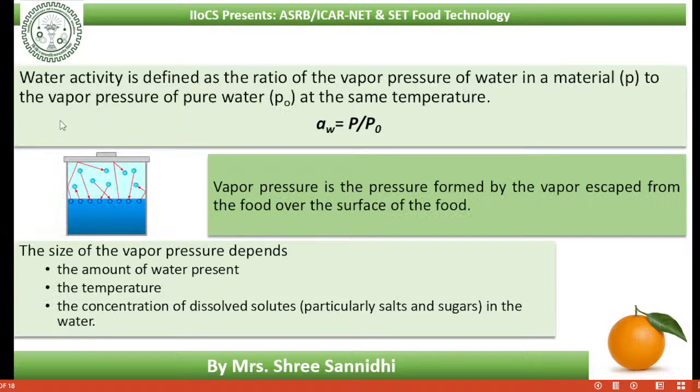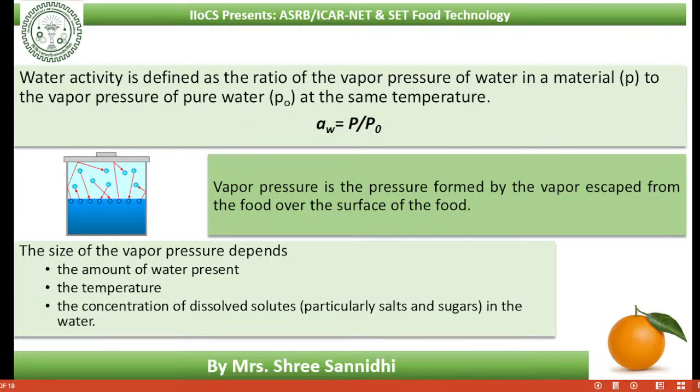Let us see the definition of water activity. Water activity is defined as the ratio of the vapor pressure of water in a material to the vapor pressure of pure water at the same temperature. So the water activity is nothing but vapor pressure of a particular food material when it is compared to the vapor pressure of pure water. So let us see what is vapor pressure.